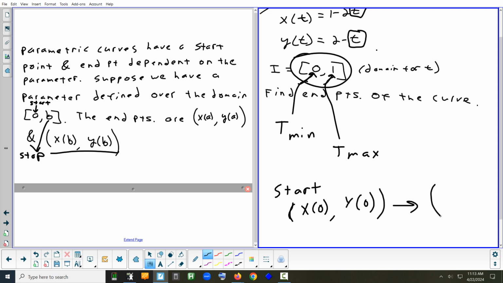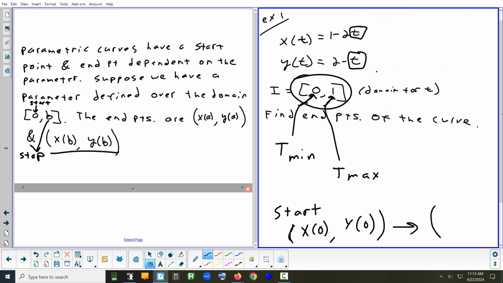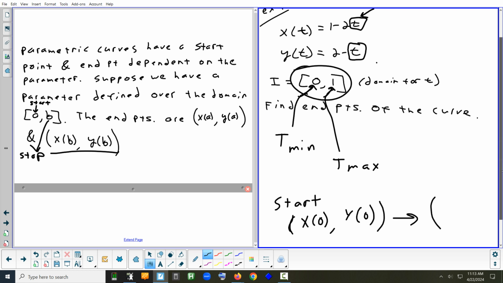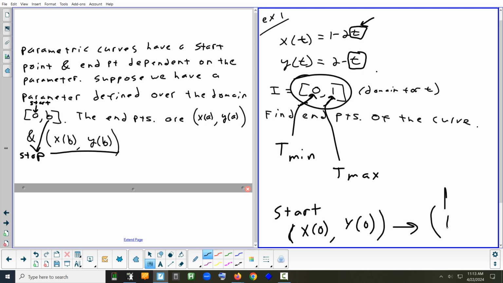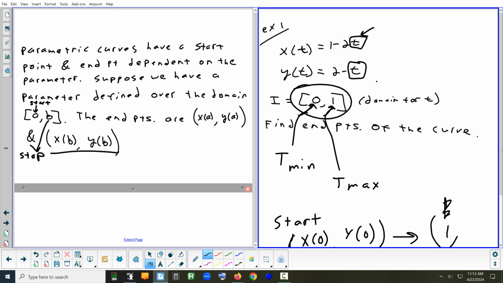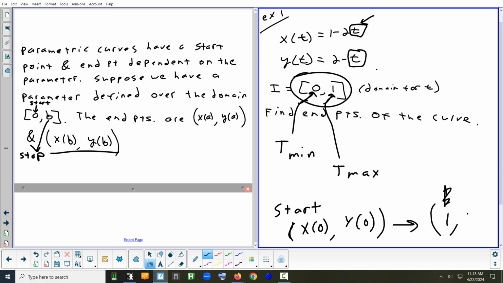Okay, let's fill in 0 for X. If you put 0 in right here, what's 1 minus 2 times 0? 1. Now plug in 0 for the Y formula. What's 2 minus 0? 2. That's where this graph is going to start. It's going to start at the point 1, 2.